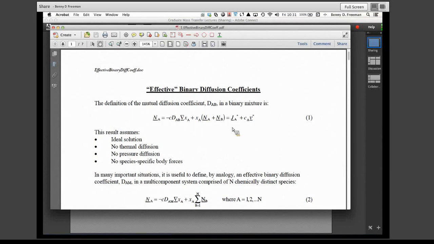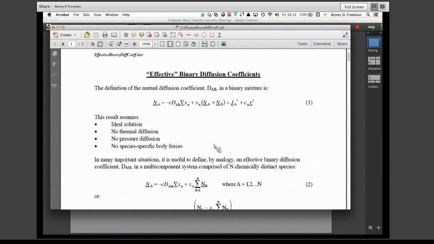I can write these terms alternatively in terms of the molar diffusive flux and in terms of Ca times the molar average velocity in the system. This result, I will assert to you, and you can now prove, assumes that we have an ideal solution. There's no thermal diffusion, no pressure diffusion, no species-specific body forces. And so in many multi-component systems, it's often useful to define, by analogy, a binary diffusion coefficient of species A in that multi-component system.